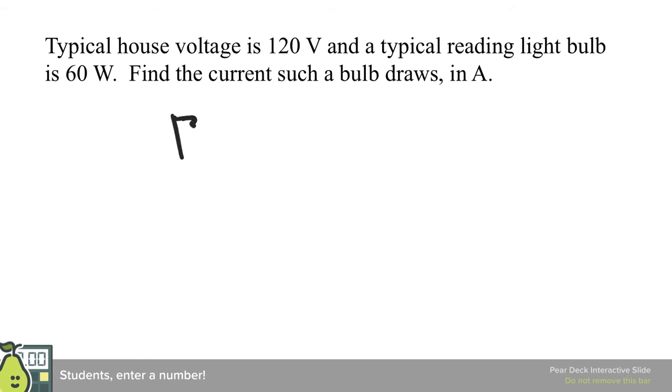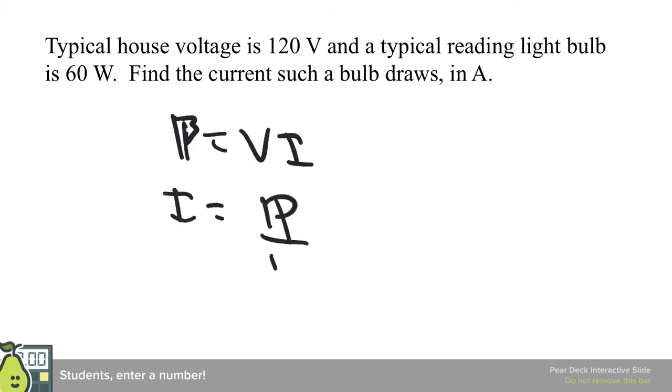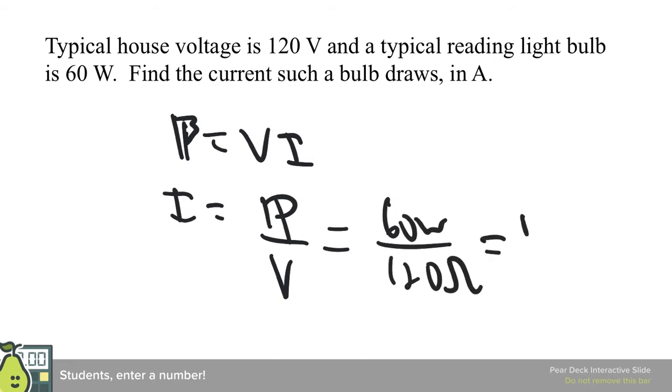Well, the power is VI, so the current must be the power over the voltage. So it's 60 watts over 120 volts, which turns out to be 1/2 amp. Notice now that an amp is also a watt per volt, so there are a whole lot of weird converting factors in electric systems.